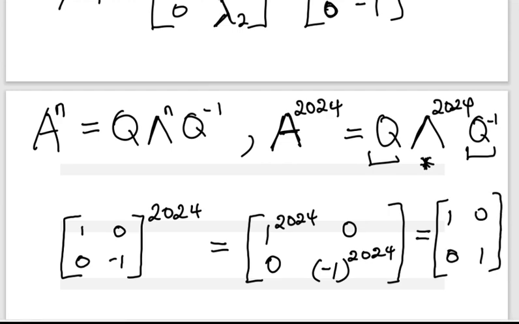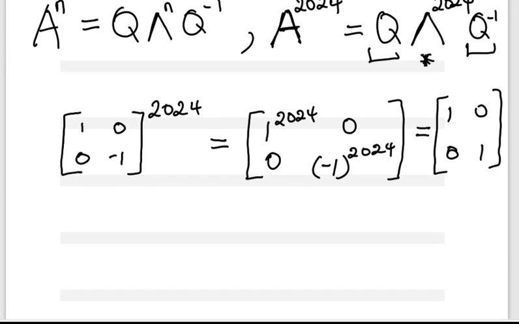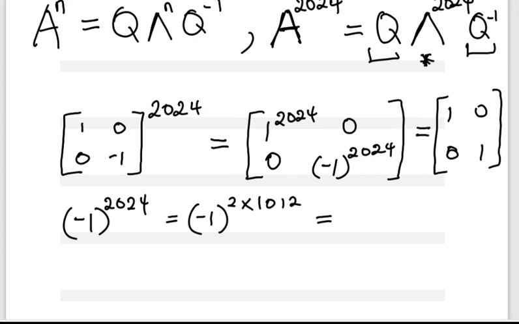I'm going to show you why it's 1 here. Negative 1 to the power of 2024 is the same as negative 1 squared to the power of 1012. What's negative 1 squared? It's just 1. So 1 to the power of 1012 is simply 1. So our 1 here is correct.